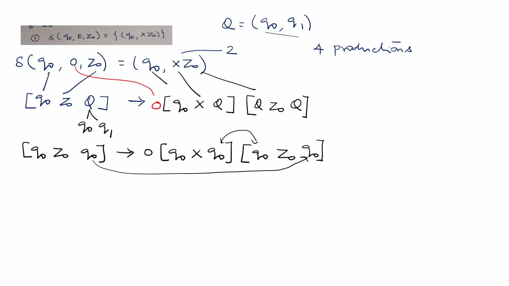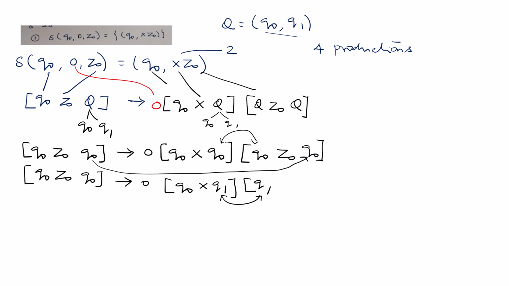The other possibility: again here we have the possibilities Q0, Q1. Q0, Z0, Q0 goes to 0, Q0, X, Q1, followed by Q1, Z0, Q0. That is, this one has to come here, taking Q0 over here.